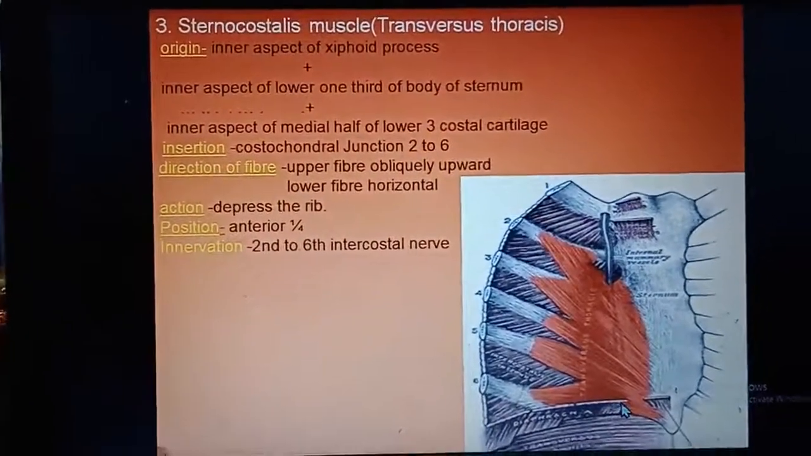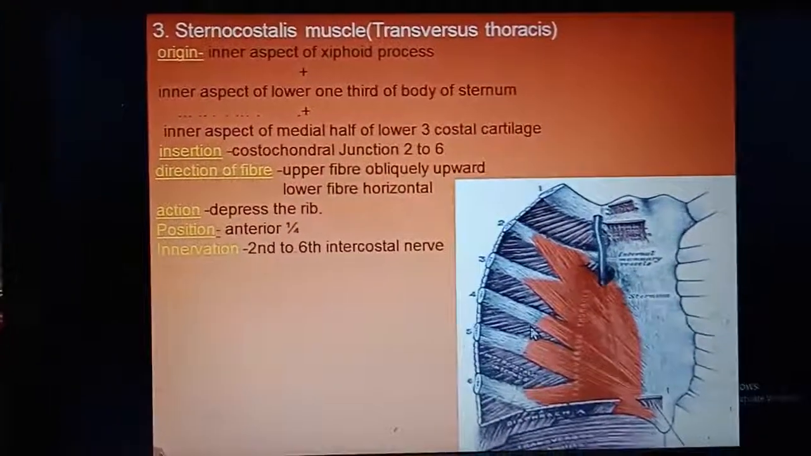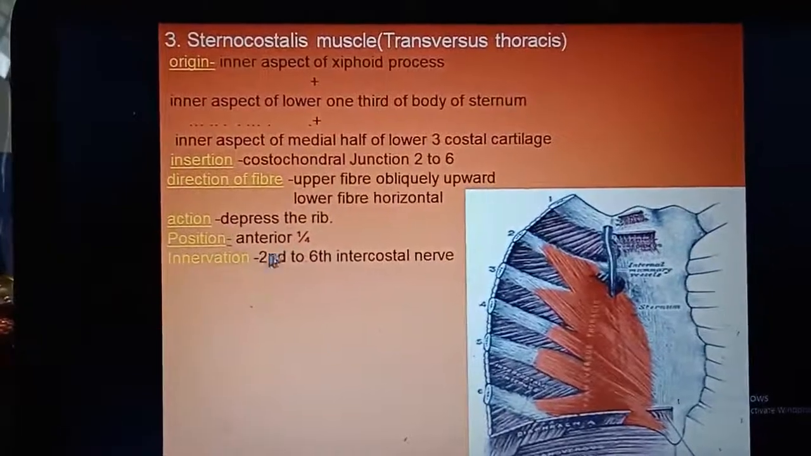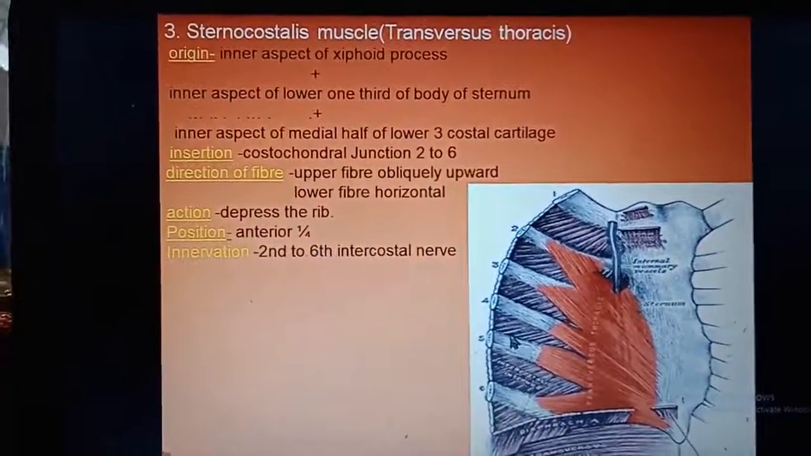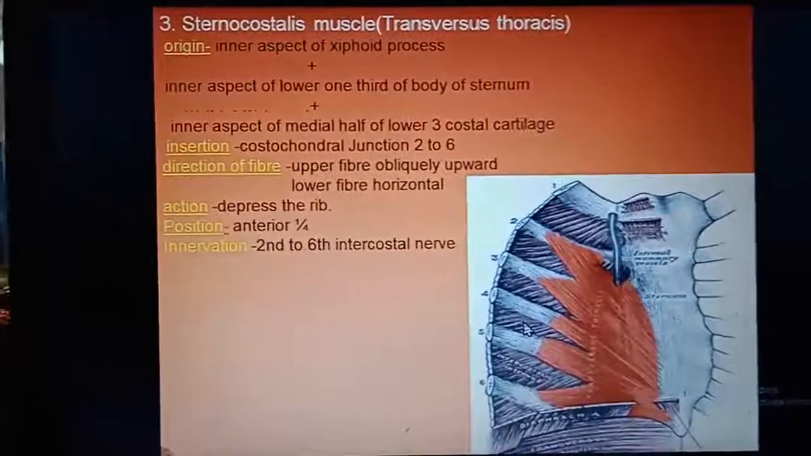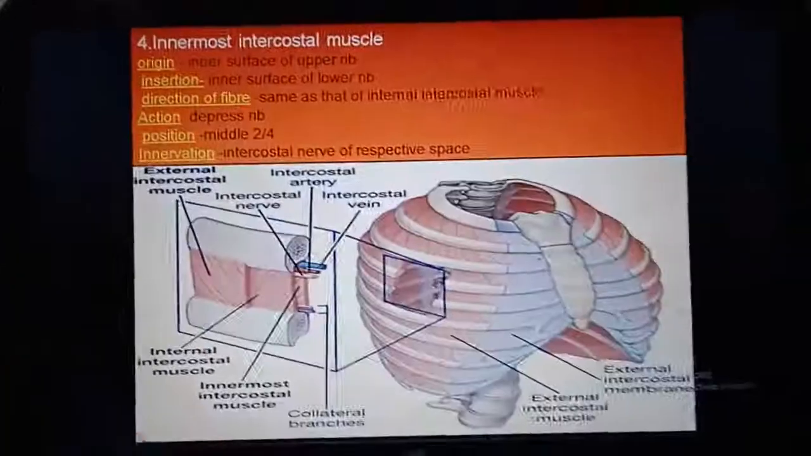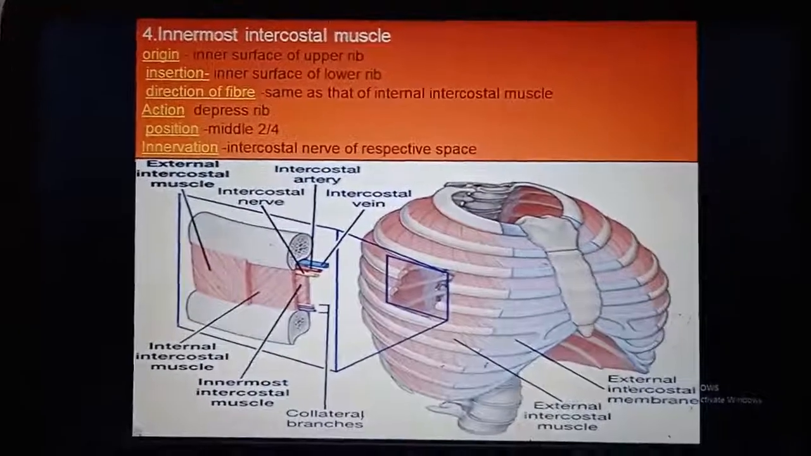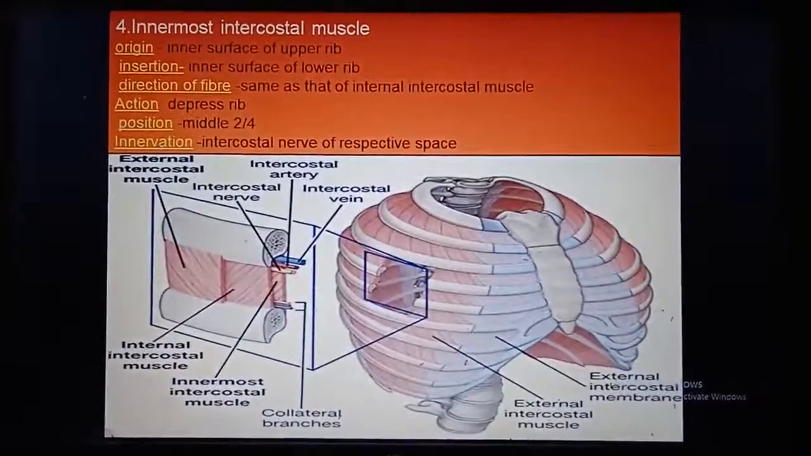Okay, and its action is to depress the rib, and as I have stated earlier that it is situated in the anterior 1/4, and it is going to the 2nd to 6th rib, so innervated by the 2nd to 6th intercostal nerve.